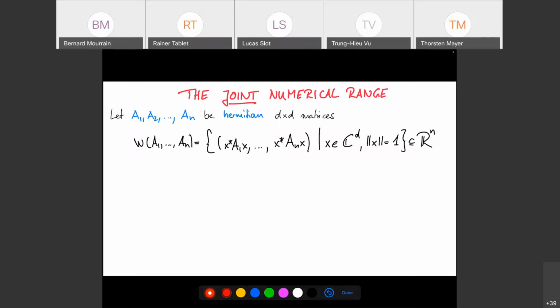Anyway, so here's the definition of the joint numerical range. We do exactly the same as before. We do x star A_i x for every one of these Hermitian matrices, but since we now assume that they are Hermitian, we end up in R to the n and not in C to the n, right? So x is still a complex vector of length t and still norm 1. So formally we do exactly the same, but since we assumed Hermitian, we end up in R to the n.